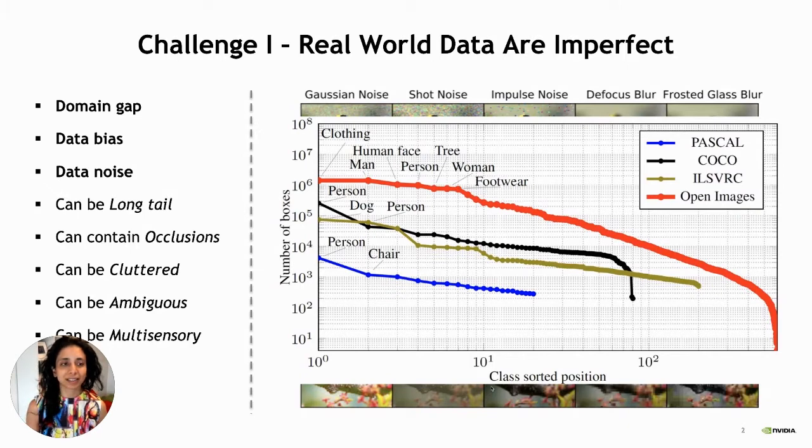And indeed, there is also the noise, right? And the noise can come in so many different ways. It could be through occlusions, different kinds of clutter, or even just ambiguity of what is in the image, right? And that's something that current labeling techniques are not really designed to handle.